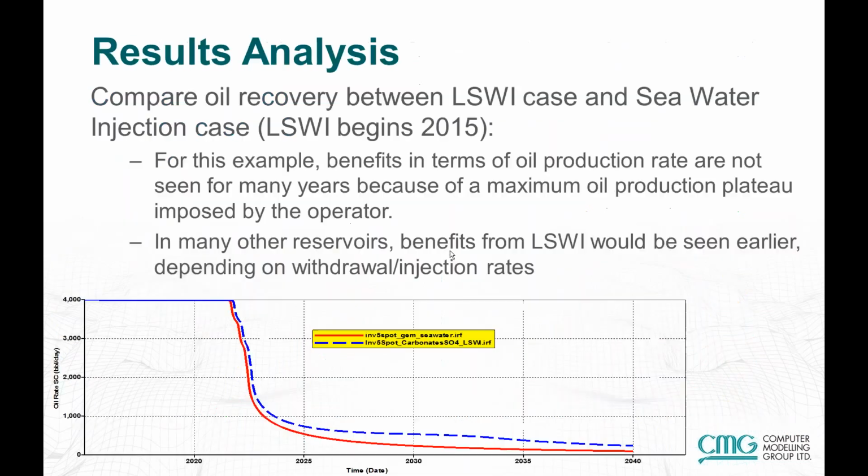Now we look at the results. We can first of all compare the oil rate between the low salinity case and the seawater case. In this example, the injection begins 2015. And this example happens to have an oil production plateau that is imposed by the operator. So we don't see any low salinity effects until it falls off the plateau, and then we see some differences between the curves here. So in other reservoirs where you don't have this oil production plateau, you may see benefits from low salinity earlier, and that would of course depend on your withdrawal and injection rates.